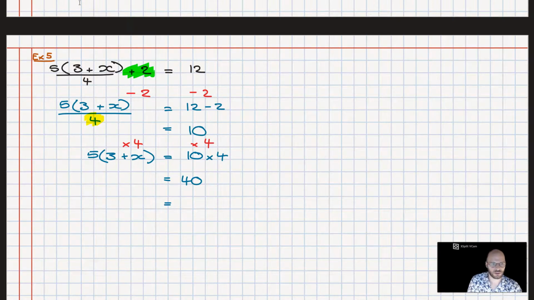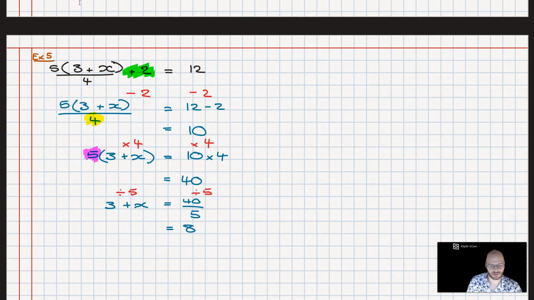Now next step, what do we want to get rid of? Well, next one we need to get rid of is this times 5. The way in which we get rid of times 5 is we divide by 5. Do that to both sides. That will yield 3 plus x. Don't need the brackets anymore. And 40 divided by 5 is simply equal to 8.